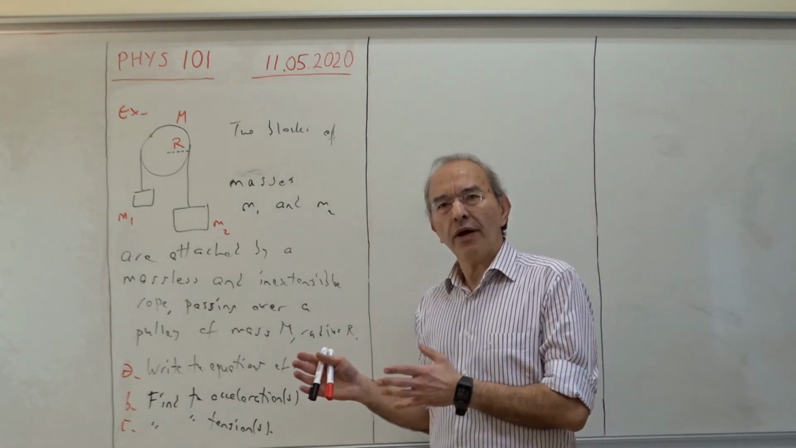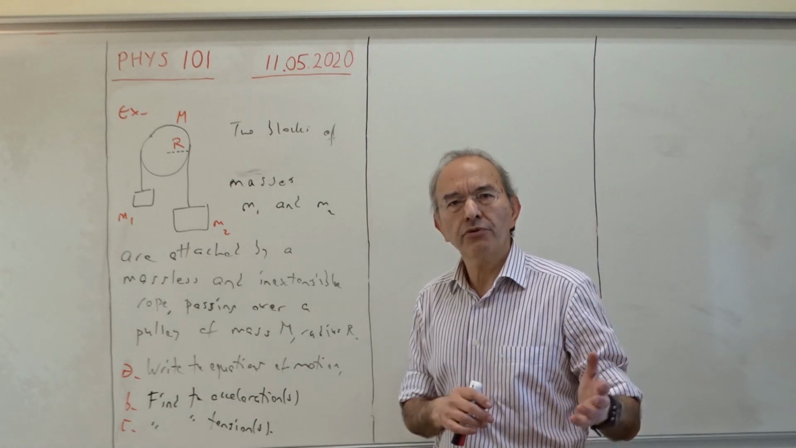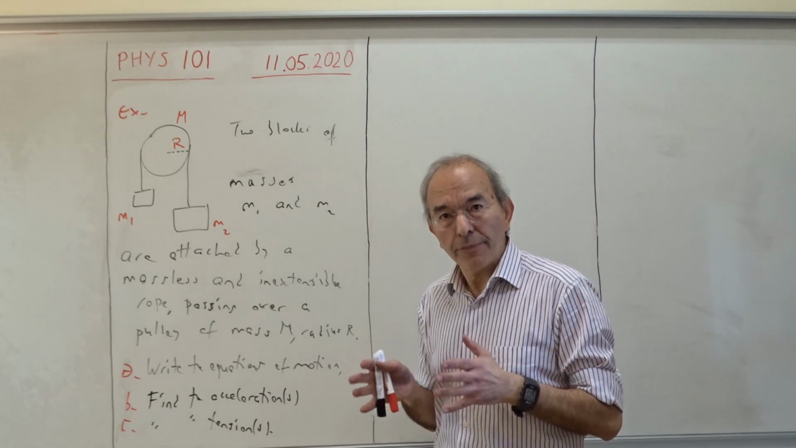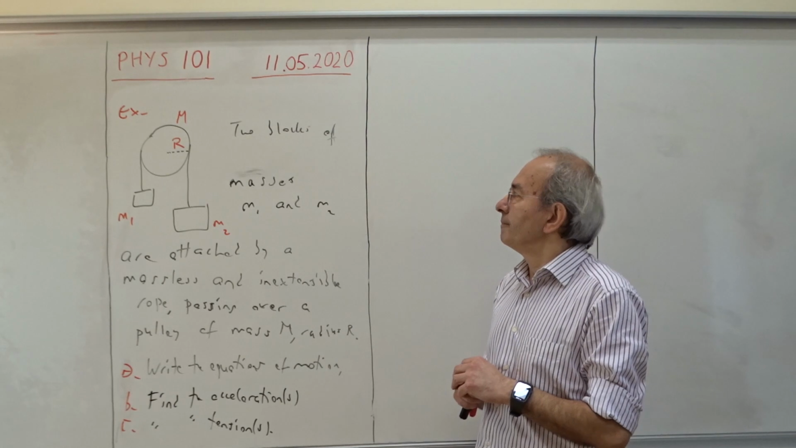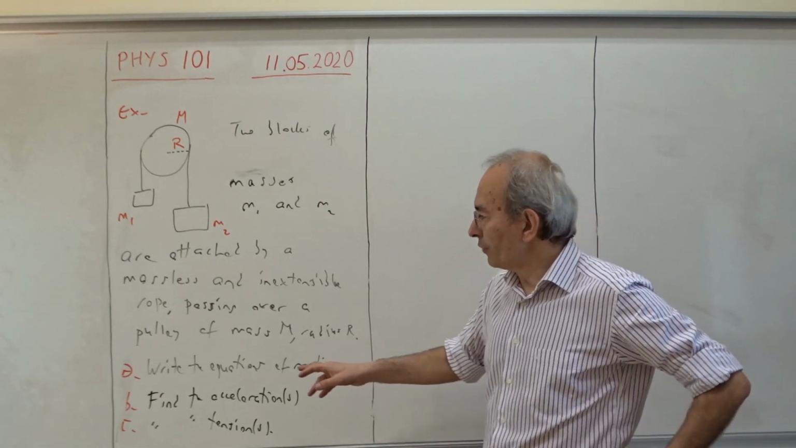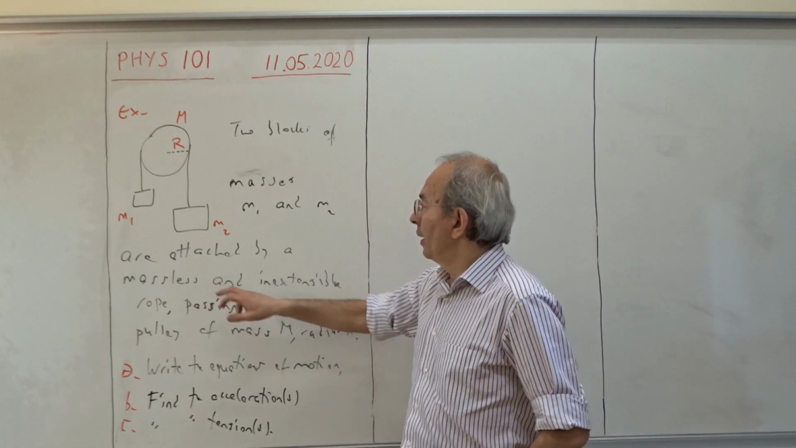This problem is familiar to us because we have already solved it in chapter 4, the chapter on the forces and Newton's laws. But there's a slight difference. What was the text in that chapter for this problem?